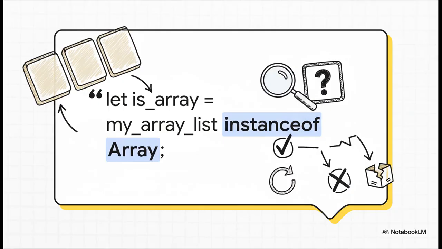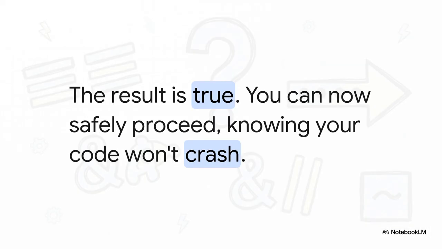So picture this. You've got this variable, and you think it's an array. You want to loop over it, but if you're wrong, your whole program could crash. This is where instanceof saves the day. You're basically asking JavaScript, hey, was this thing actually built from the official array blueprint? And JavaScript gives you a clear, confident answer. True. Now you know for sure that it's safe to treat it like an array. It's such a simple check, but man, it can save you from some serious headaches later on.